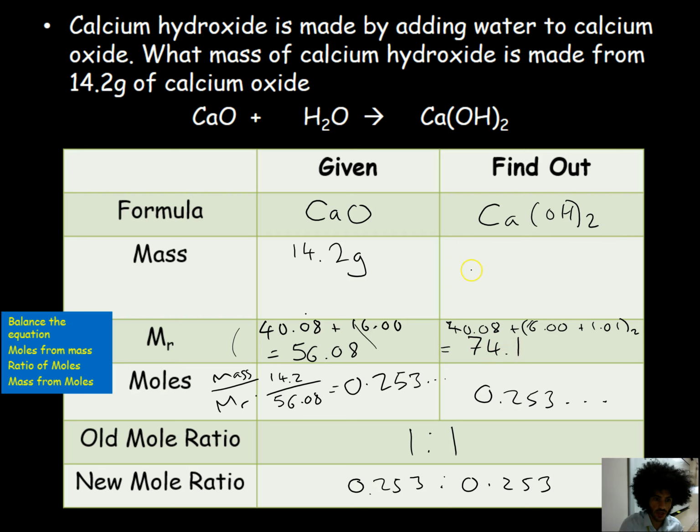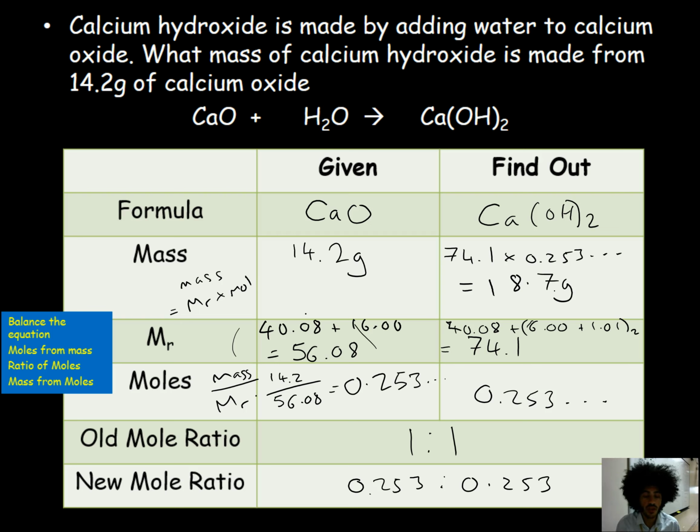Okay, and now just to finish it off, mass, if you've forgotten, equals MR multiplied by moles. Therefore, I've got 74.1, which is my MR. I multiply it by my moles, which is 0.253, and that will equal 18.7 grams. Remember, if you're going to use a table format like this to structure your ideas, always show your working. Even if you're really confident about what you're doing, always show your working. It's really, really important. Okay, so that's a really straightforward example.